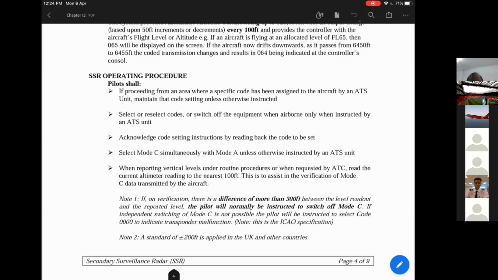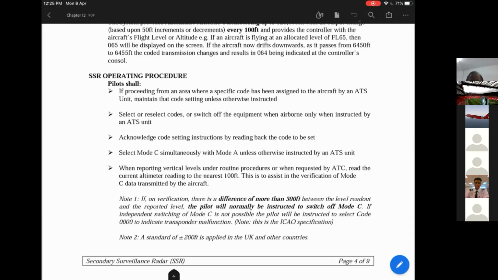Number two, I also mentioned the height difference. If the difference between the height given by the pilot and the indication on the controller's screen is more than 300 feet, the controller will ask you to please switch off mode C. That means there's no more reliable mode; it is not giving you the correct height information.